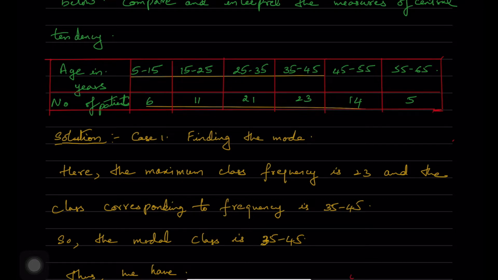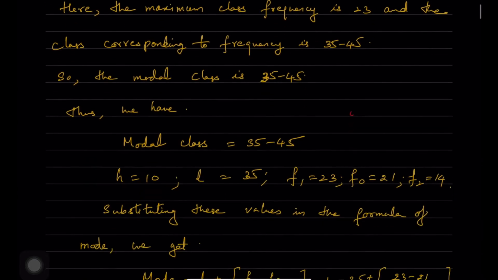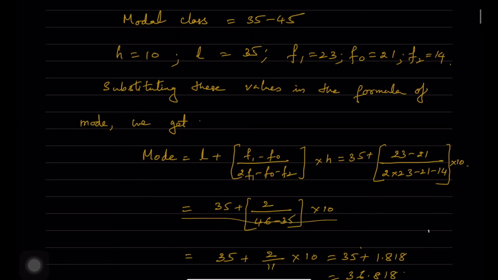We have this as the modal class. This is the highest frequency, we take this as f1. The previous one is f0, the next one is f2, and this is called the modal class. The width of the class is 15 minus 5, 25 minus 15, 35 minus 25, which is 10. So h is equal to 10, L is equal to 35, f1 is equal to 23, f0 is equal to 21, and f2 is equal to 14.